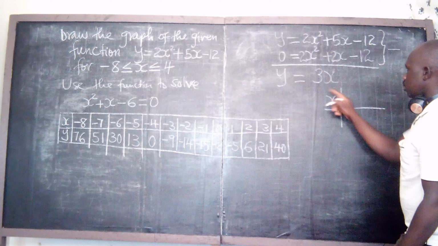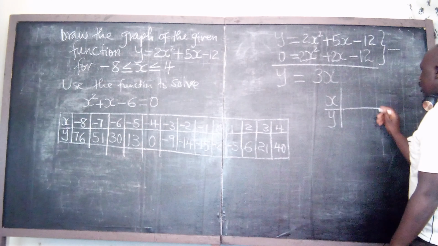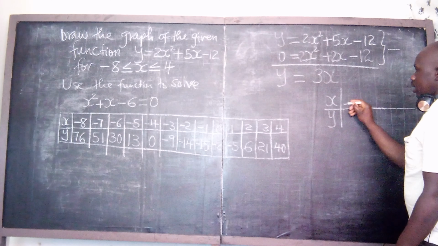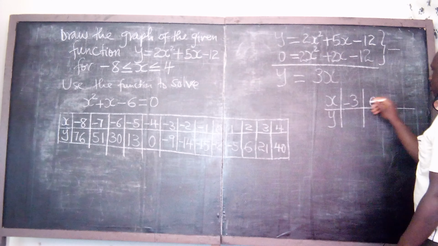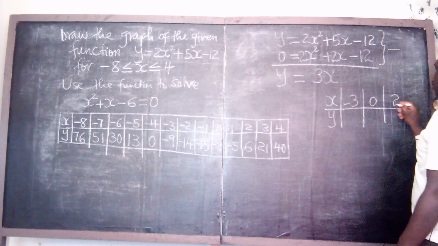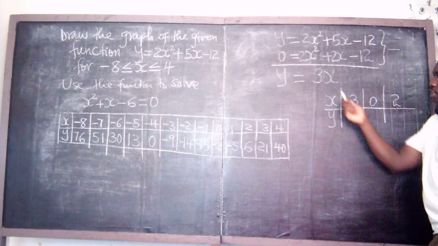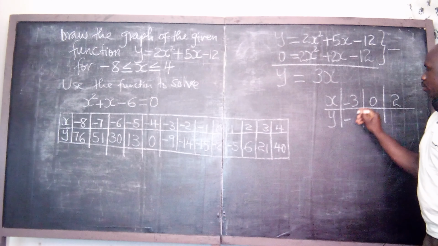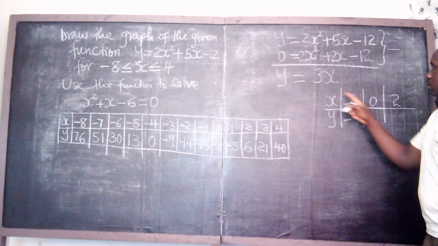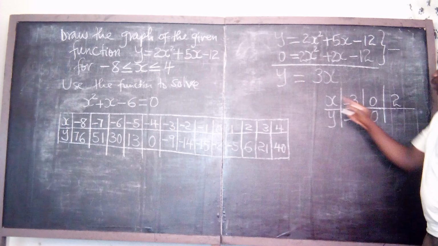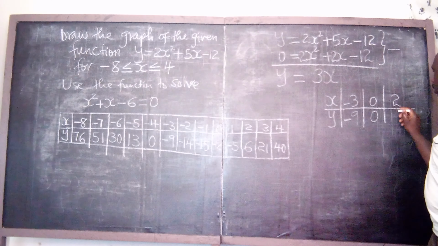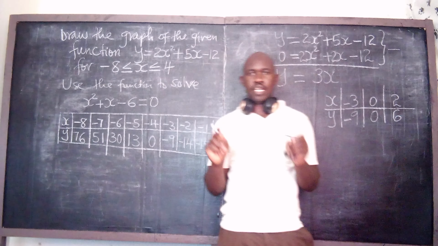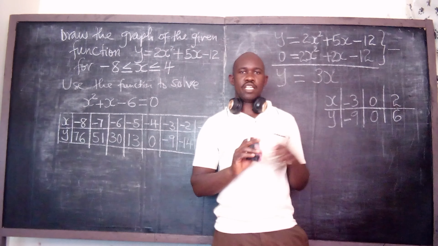For x and then y, I need to choose at least points that are near the origin. I can take minus 3, 0, and 3. So when x is minus 3, y is 3 times minus 3, which is minus 9. When x is 0, 3 times 0 is 0. When x is 2, 3 times 2 is 6. And therefore, let me now draw the graph of that linear relation.